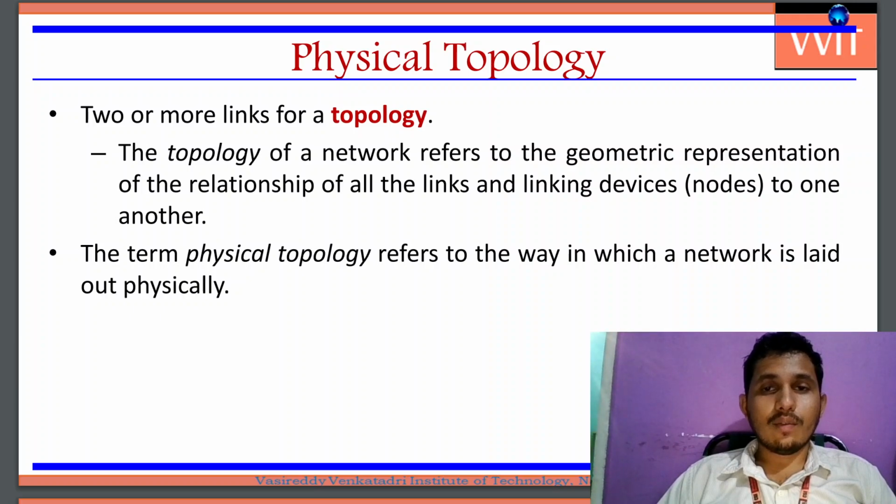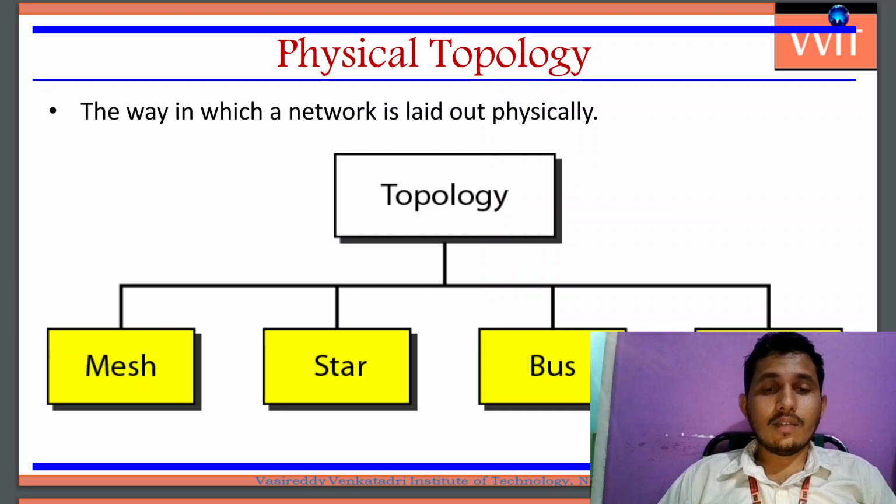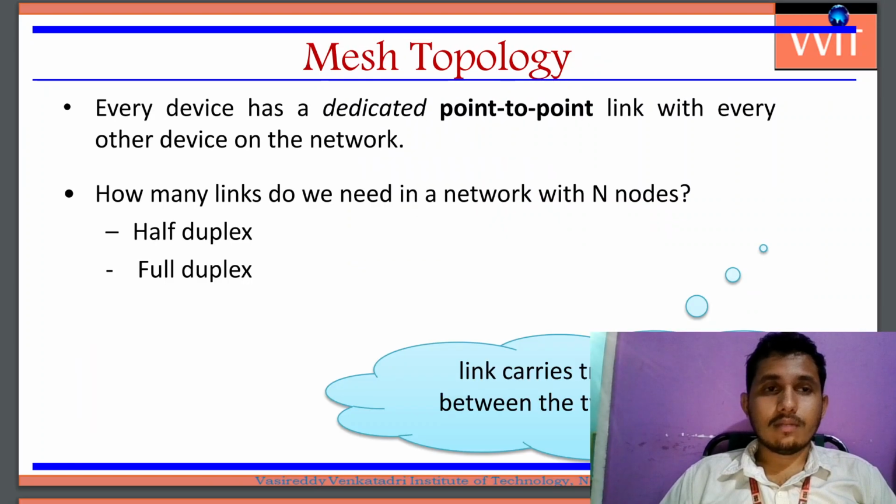The topology of a network refers to the geometric representation of the relationship of all the links and linked devices to one another. So basically, it represents or shows a connection between two or more devices in a network. The term physical topology refers to the way in which a network is laid out physically. There are different types of topologies: mesh, star, bus, and ring.